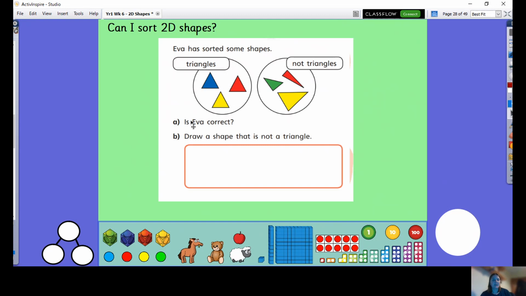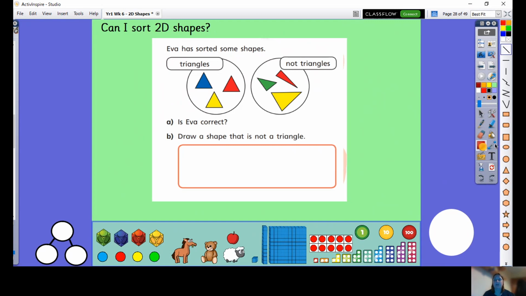So the first bit, she's not right, is she? She hasn't sorted them because these are all triangles. That's correct. And she says not triangles, but all of those are triangles. So all of those should actually all be in there. But what shape could she have in here that's not a triangle?